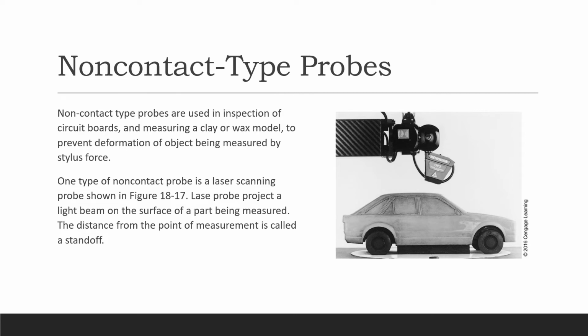The laser probe projects a light beam on the surface of a part. So this one is what it's measuring right now in the picture. And the distance from the point of measurement, we call that standoff. So the original objective of the non-contact probe was the measurement of soft or fragile surfaces like this one, wax. This is a totally wax prototype, and they're prototyping an automobile, a car.